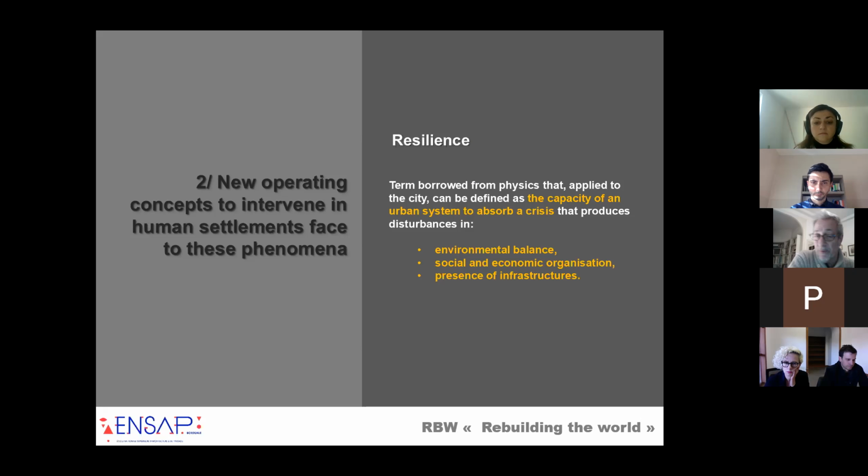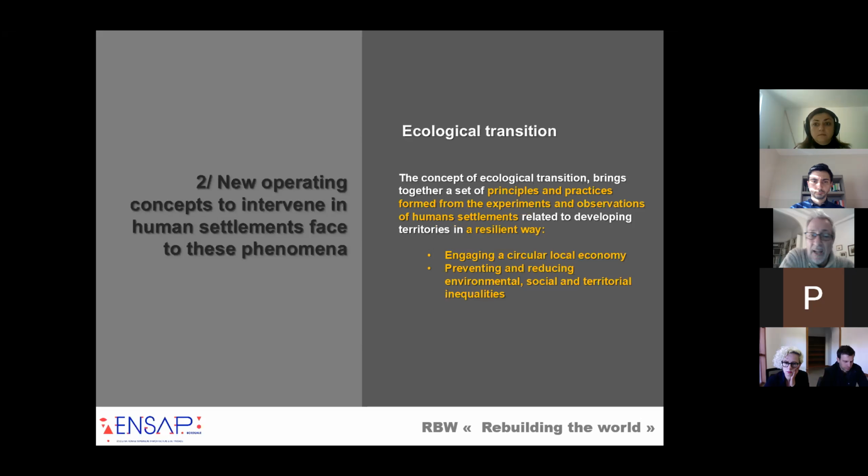It's a term borrowed from physics that could be applied to the city, and it can be defined as the capacity of an urban system to absorb a crisis that produces disturbances in an environment's balance, social and economic organization, and also in its infrastructures. So, I mean, it's a new way of approaching this crisis situation in a positive way.